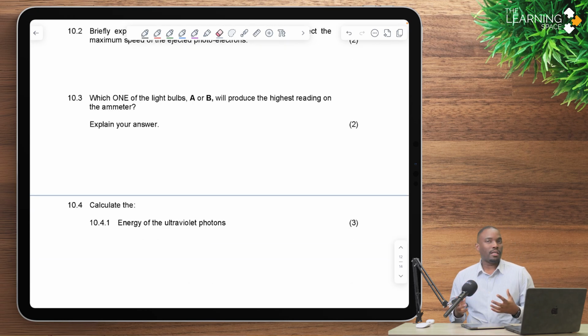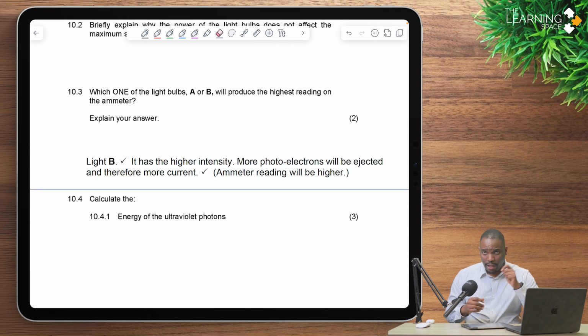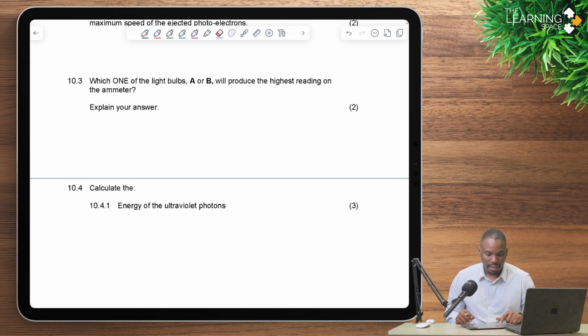current. The simple answer you can give is to say light B, that's your first mark, because it has the higher intensity. Higher intensity means that more photoelectrons will be ejected and therefore more current, so your ammeter reading will be higher. There's your second mark. Very easy, 2 marks. Let's jump on to 10.4.